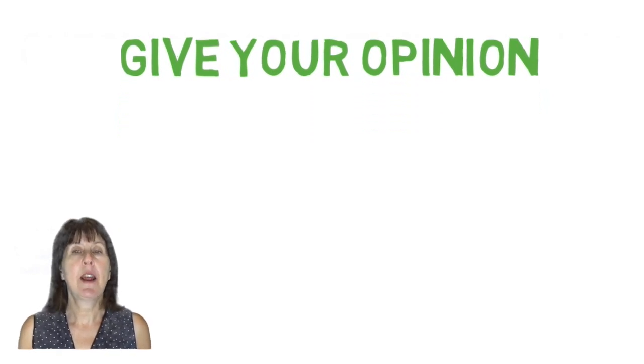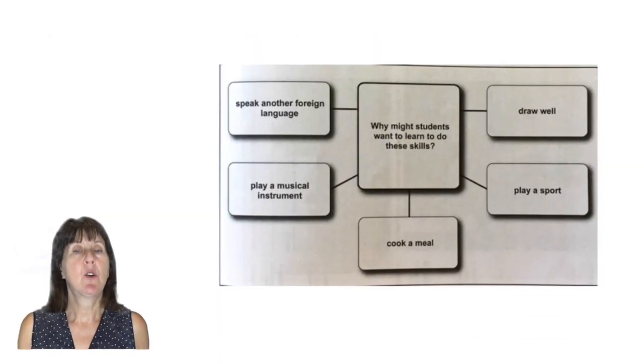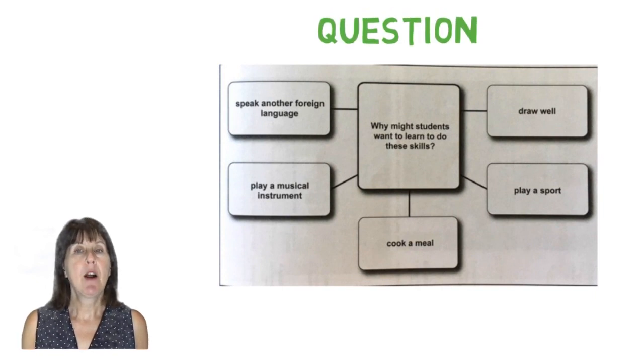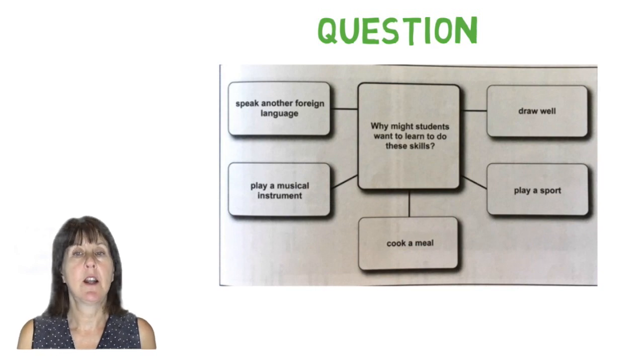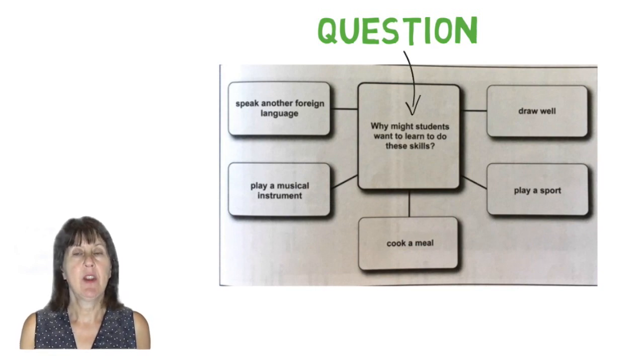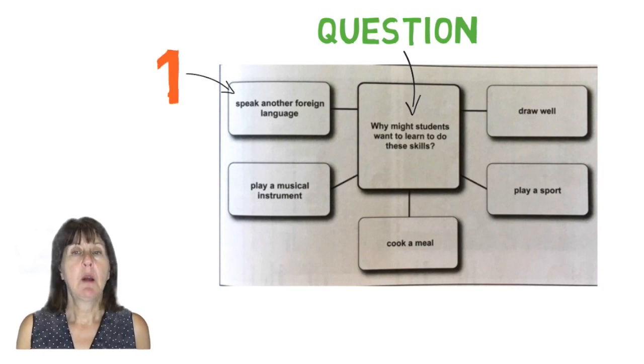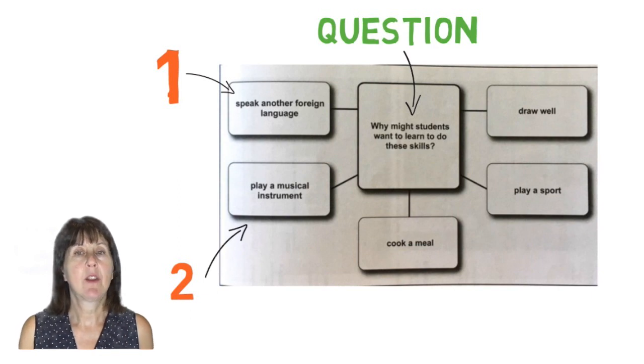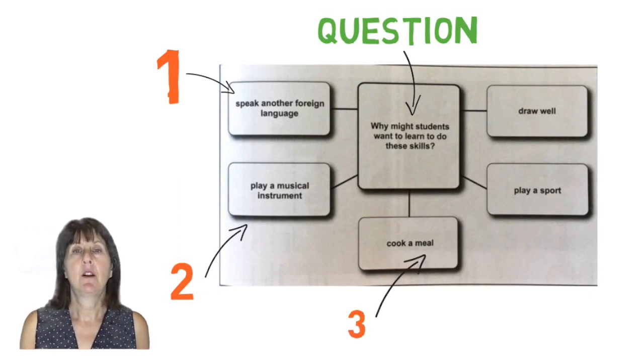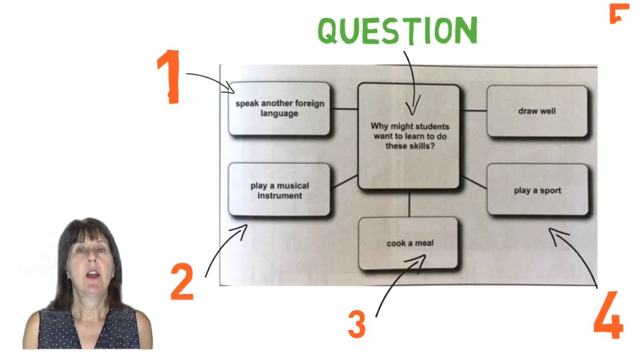So in my video on FCE speaking part 3, we saw this question. And in part 3, the candidates have to discuss the question using the prompts for help. Here the question is, why might students want to learn to do these skills? Number 1, speak another foreign language. 2, play a musical instrument. 3, cook a meal. 4, play a sport. 5, draw well. So what could be the questions in part 4?